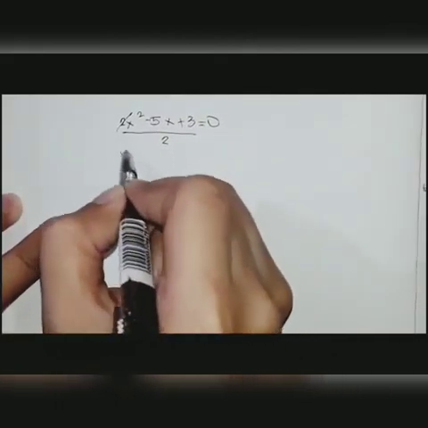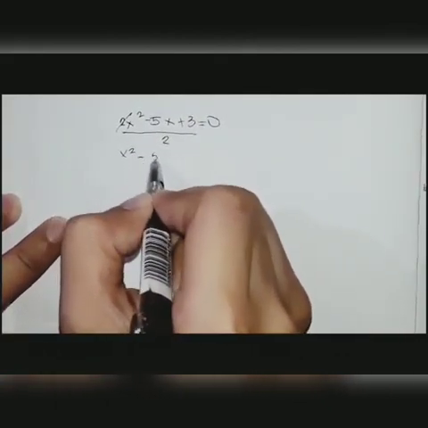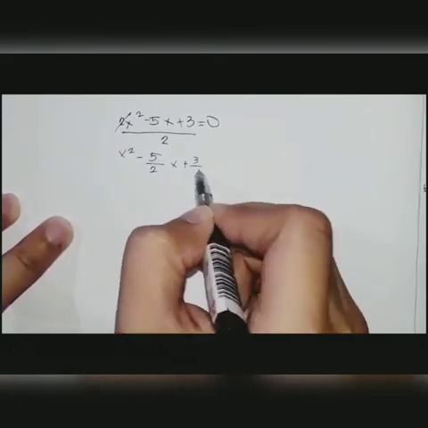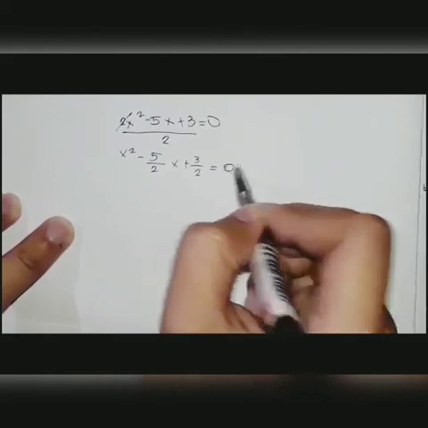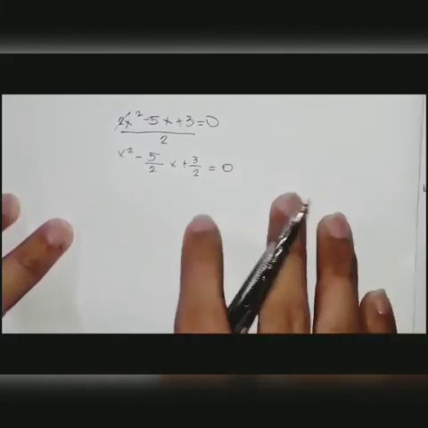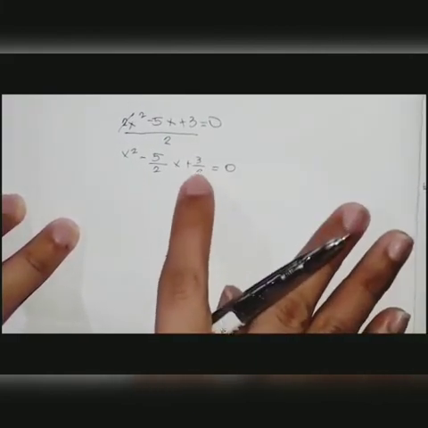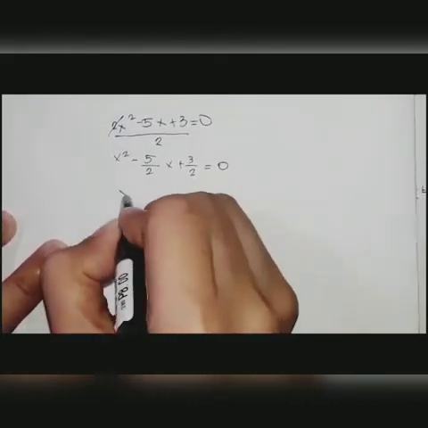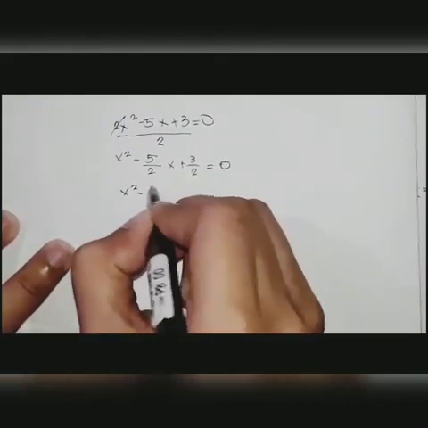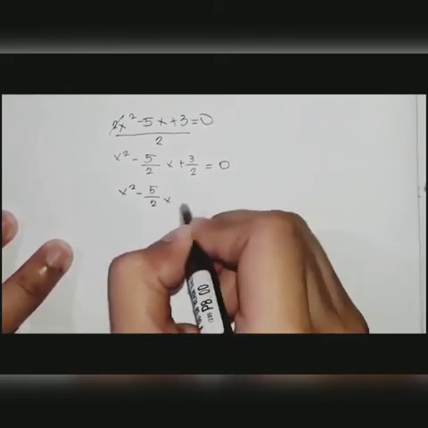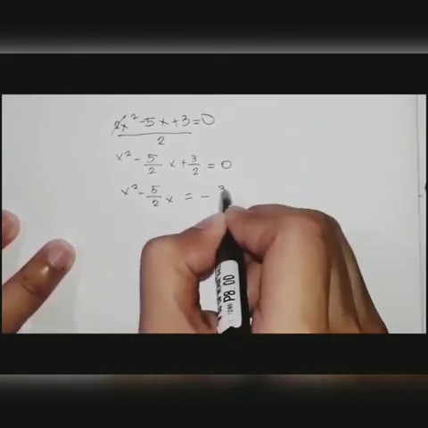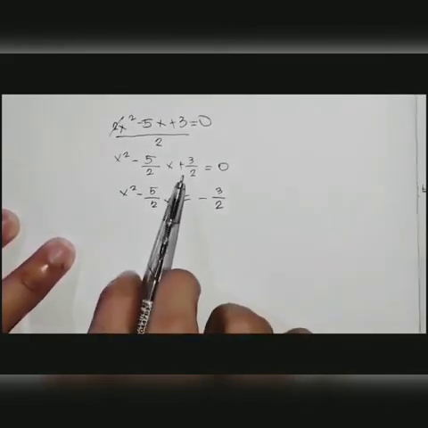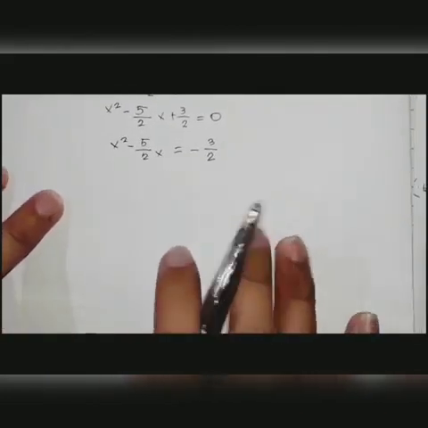Cancel. x squared minus 5 over 2x plus 3 over 2 is equal to 0. Next is to transfer the third term to the other side of the equation. So this will become x squared minus 5 over 2x is equal to negative 3 over 2, since it's positive.